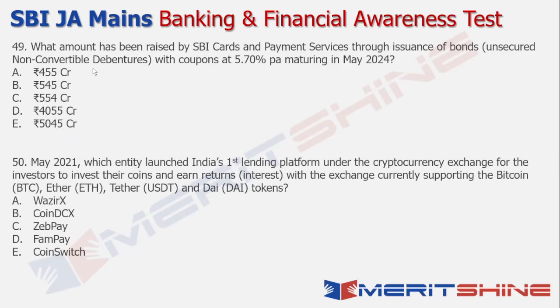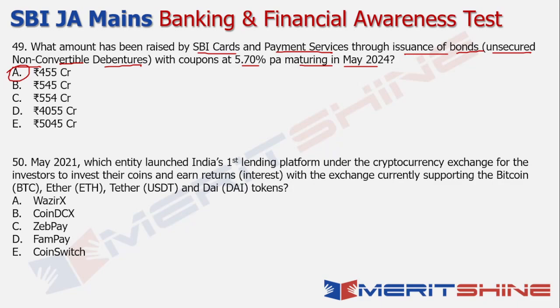Right. Moving on to the last set of questions. What amount has been raised by SBI Cards and Payment Services through the issuance of bonds? Now, which category of bonds were these? These were unsecured NCDs, or your non-convertible debentures. They were offering a coupon of 5.7% per annum, maturing in May 2024. So the amount that SBI Cards has raised through that process is 455 crore.